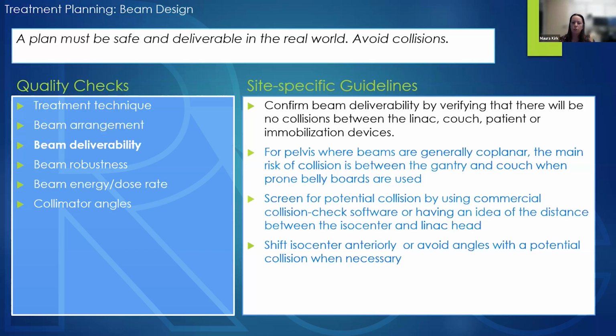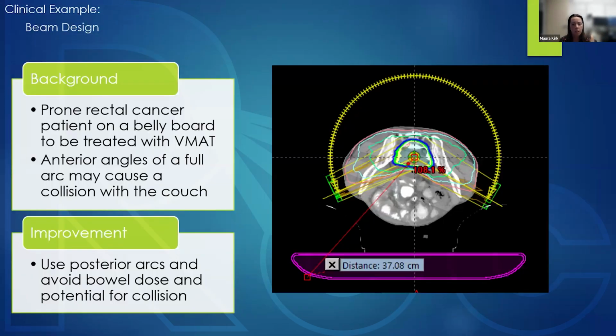So one thing you can do if there's a potential collision is to shift the isocenter anteriorly or avoid beam angles with a potential collision. So here's a clinical example of that. This patient is prone on a belly board, so they're pretty high up off the table. And then in addition, their isocenter is posterior within the patient, which is even higher from the table. So the anterior angles may cause a potential collision with the table.